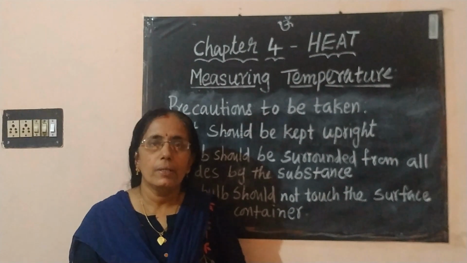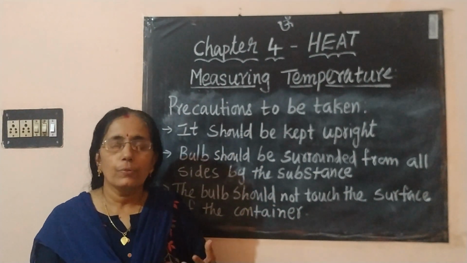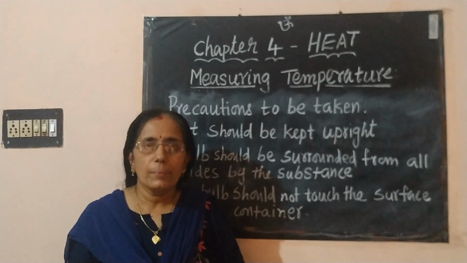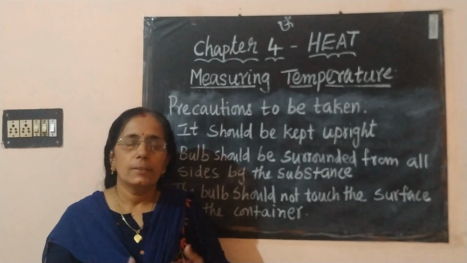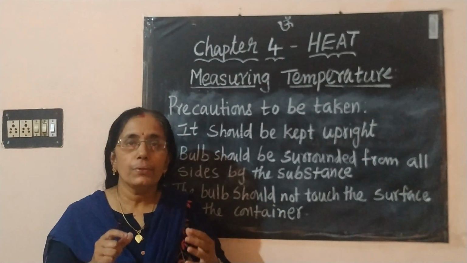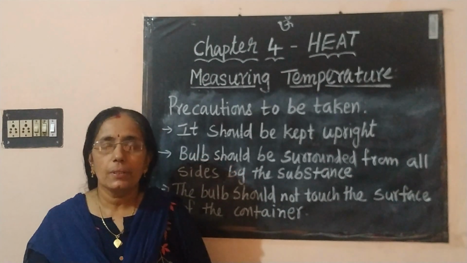So students, you have learned about the clinical thermometer and laboratory thermometer. Both of them use mercury. But mercury is a toxic material and it is very difficult to dispose. Nowadays, digital thermometers are also available which do not use mercury. From the display, we can read the temperature directly.